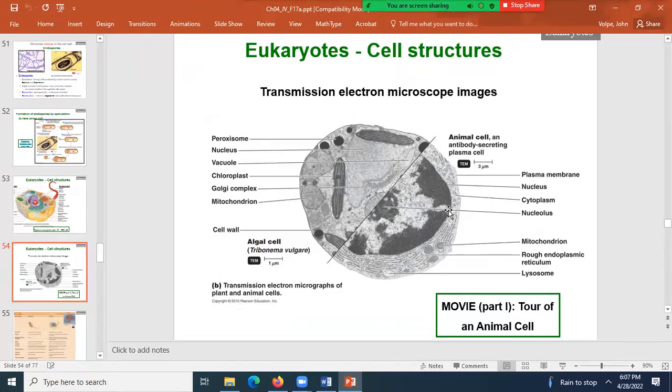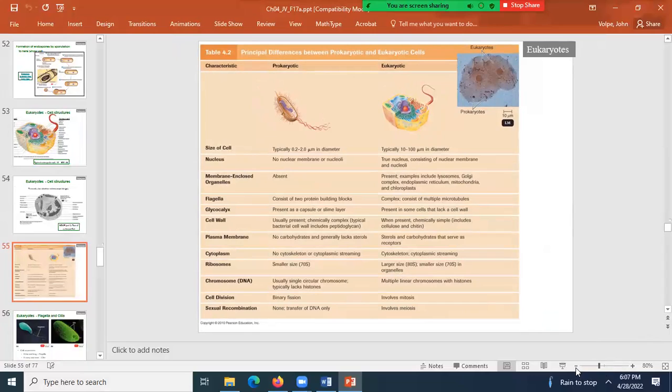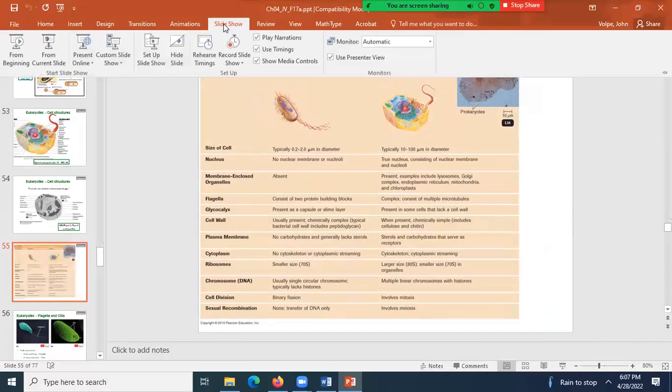Oh, well, there's a vacuole. But right there, see that big thing there? That's the central vacuole. And there's no central vacuole in an animal cell. Shrink that down. So this is showing you a little bit of the differences between a prokaryotic cell and a eukaryotic cell.